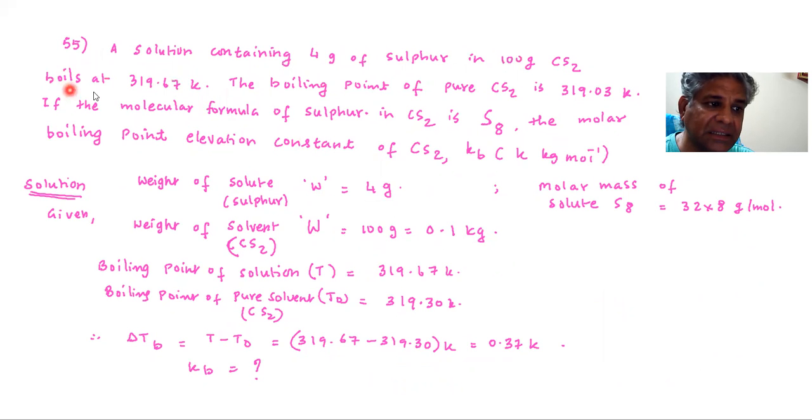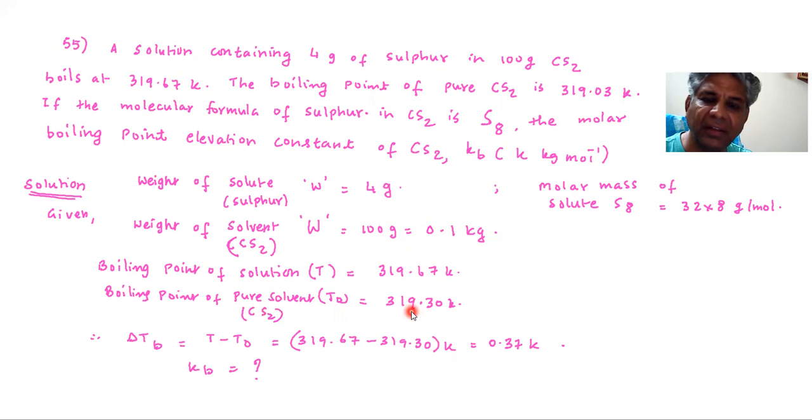Boils at, see here, this is the boiling point of the solution. So the boiling point of the solution is equal to 319.67 K. How is the solution obtained? It is obtained by adding a non-volatile solute to the pure solvent. Then the boiling point of pure carbon disulfide is also given. This is T0.